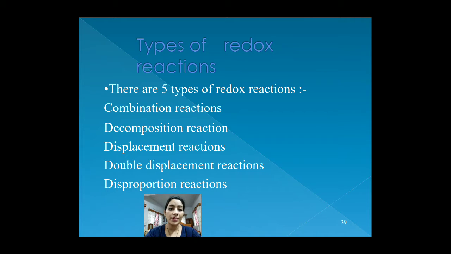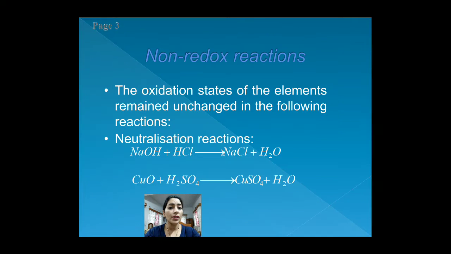Third is a displacement reaction. What is displacement? Displacement means replacing one element by another element is called a displacement reaction. Fourth is a double displacement reaction. Double displacement is when two atoms or two elements are displacing each other in a reaction. Last one is the disproportionation reaction. There is no proportion, that is called the disproportionation reaction.